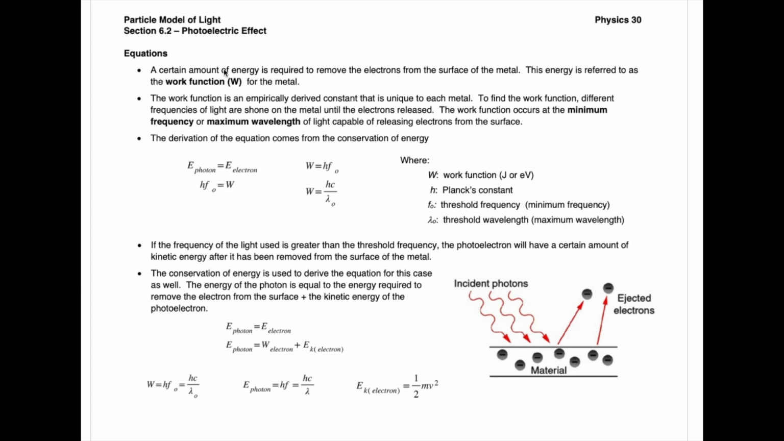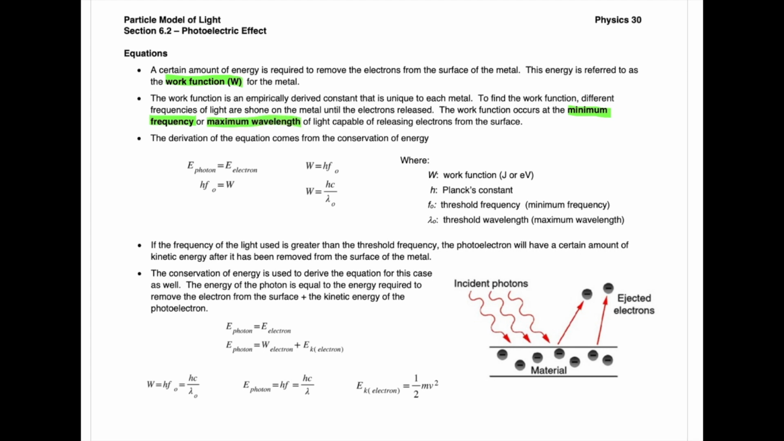Now, in terms of your equations for the photoelectric effect, we need to first define something referred to as a work function. And the work function is basically just the minimum amount of energy required then to release the electrons. Now, in terms of this one here, that minimum amount of energy will occur then at a minimum frequency or a maximum wavelength. And so just be aware that those two are going to be going in opposite directions.